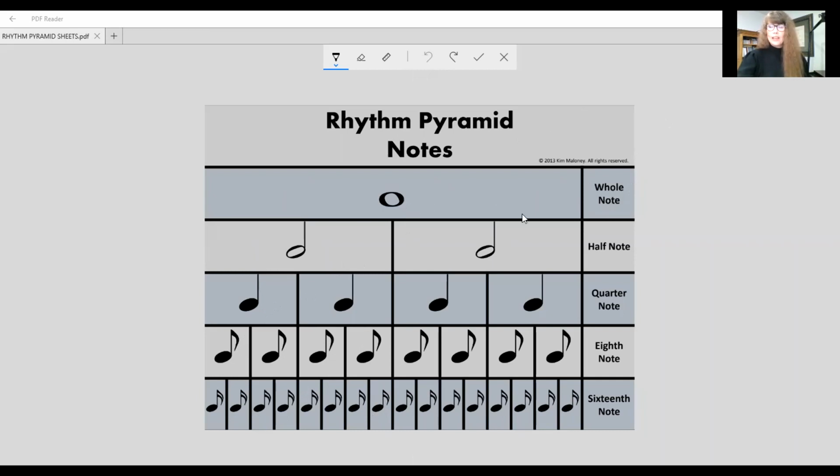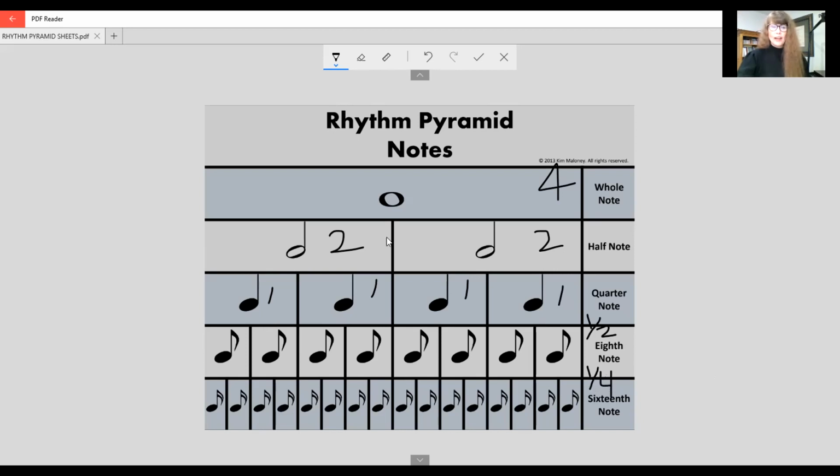So your whole note is going to be worth 4 counts. Then underneath that, we see some half notes, and each of these half notes is worth 2 counts. Underneath that in our pyramid are quarter notes, and each quarter note is worth 1 count. Beneath that comes our eighth notes, which have 1 flag on the stem. And each of these, I'm just going to put in this corner here, they are worth half a count. And lastly are 16th notes, and they have 2 flags on the end of their stem. They are worth 1/4 of a count.